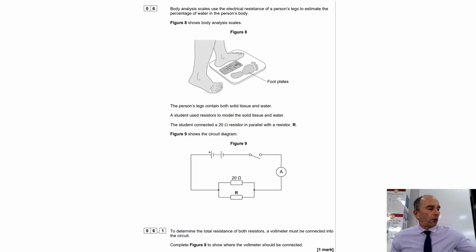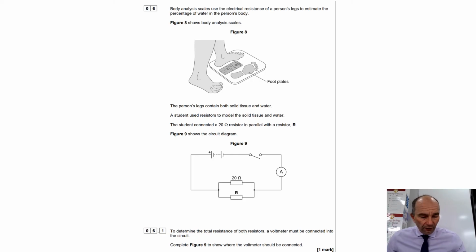Right, and then question 6, final question. Now this question comes up frequently about placing a voltmeter in the correct place. Now before we get to that, this question is all about our body analysis scales. So by using the electrical resistance of a person's legs, you can estimate the percentage of water in the person's body. Obviously your legs contain both solid tissue and water, and the student used resistors to model the solid tissue and water. The student connected a 20 ohm resistor in parallel with resistor R.